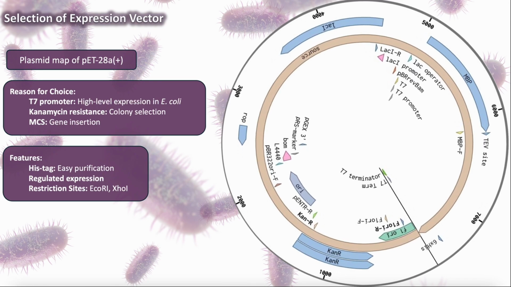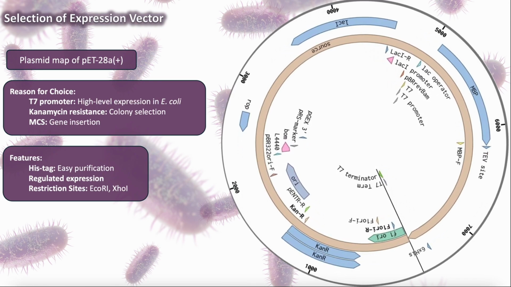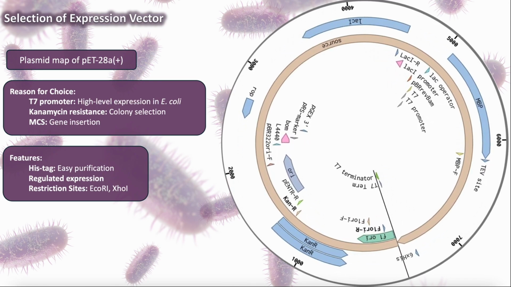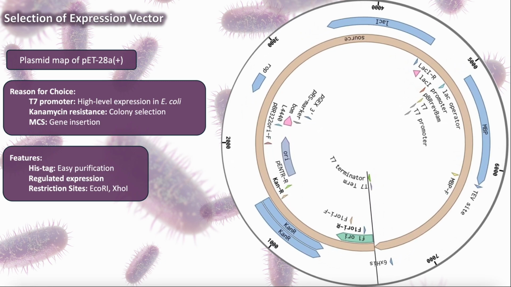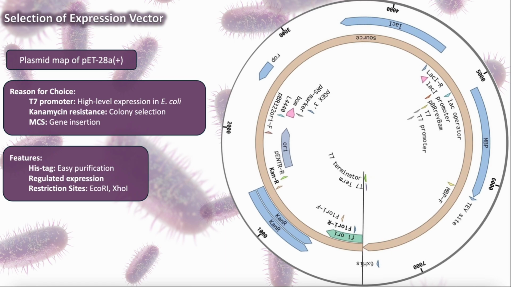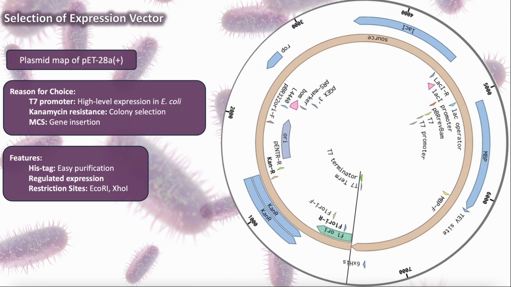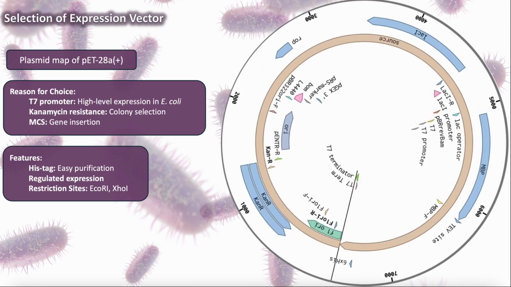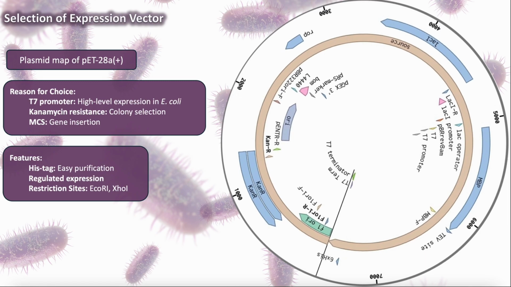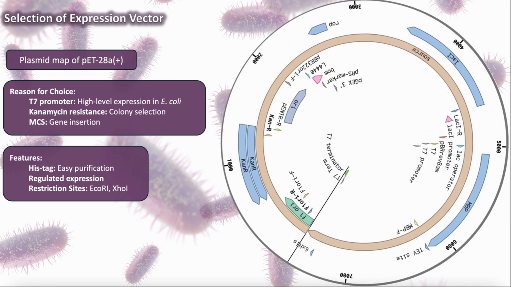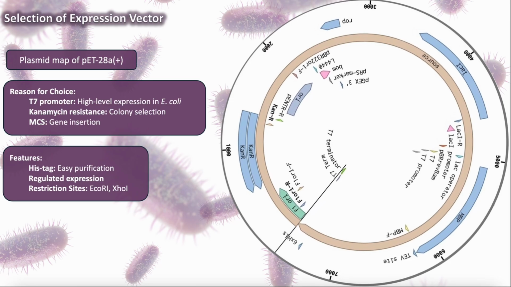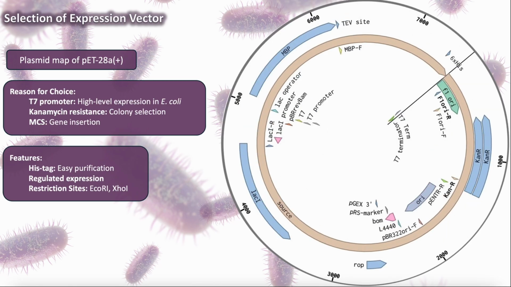process straightforward. The pET28a+ vector also offers some unique features such as His-tag, which simplifies protein purification, and restriction enzyme sites such as EcoRI and XhoI, which are used to insert the insulin gene precisely. On the right side of this slide, you can see the plasmid map highlighting its key components and the layout of its functional regions. Let's begin with the primers.